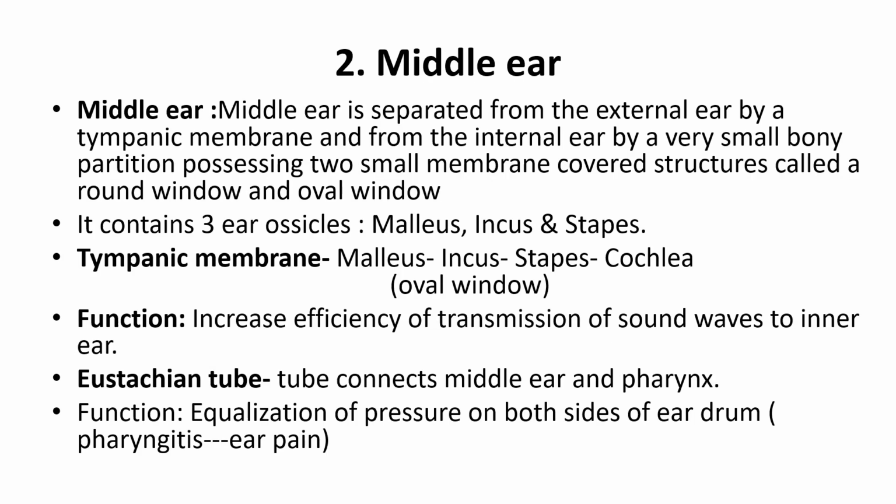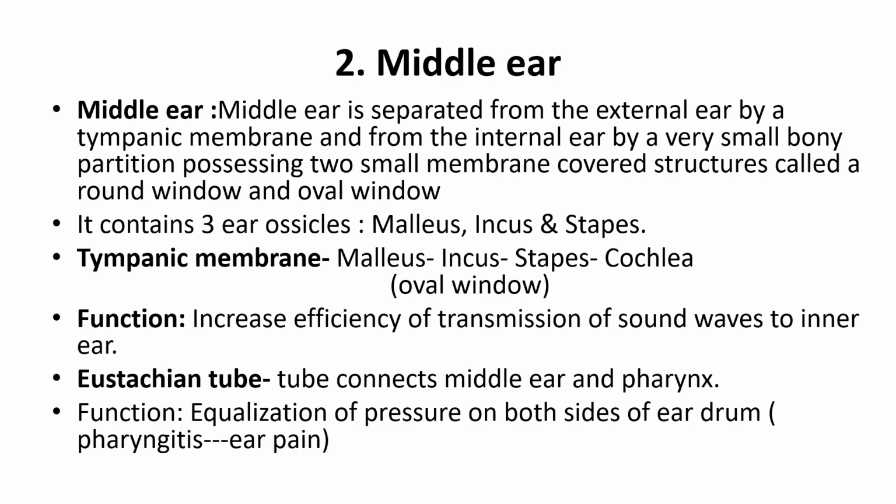It is present between the external ear and middle ear, and its function is to catch sound waves. The second part is the middle ear. It is separated from the external ear by the tympanic membrane, also called the eardrum, and from the internal ear by a very small bony portion that possesses two small membrane covered structures, that is the round window and oval window. It contains three ear ossicles: malleus, incus, and stapes in sequence.